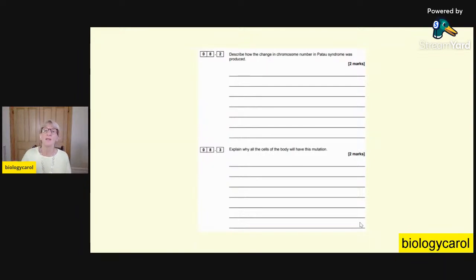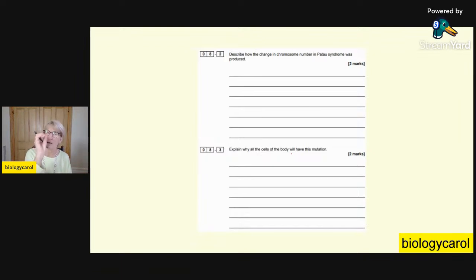Describe how the change in chromosome number in Patau syndrome was produced. Well, the most obvious thing in my mind is that this has come about from one of the gametes that was used in the fertilization of this female having 2 copies of chromosome 13, whereas the other gamete had the normal 1 copy of chromosome 13. So how did this gamete have 2 copies of chromosome 13? Well, the most obvious thing to me is that in meiosis II, when the chromatids of each chromosome are supposed to separate, that didn't happen.